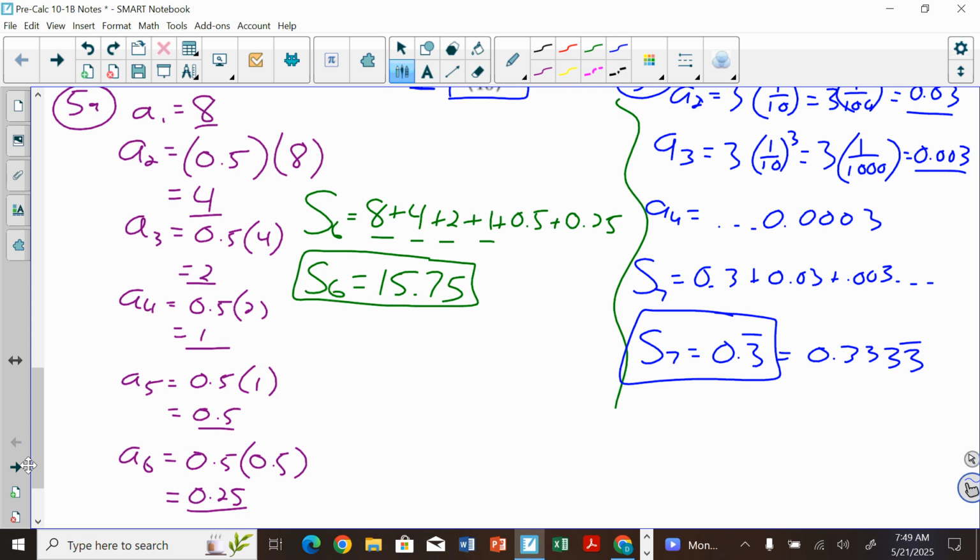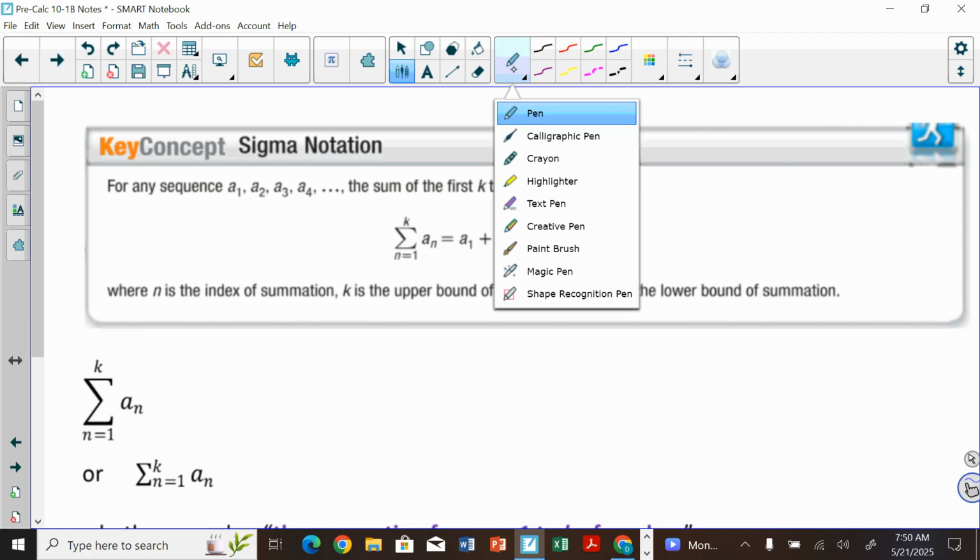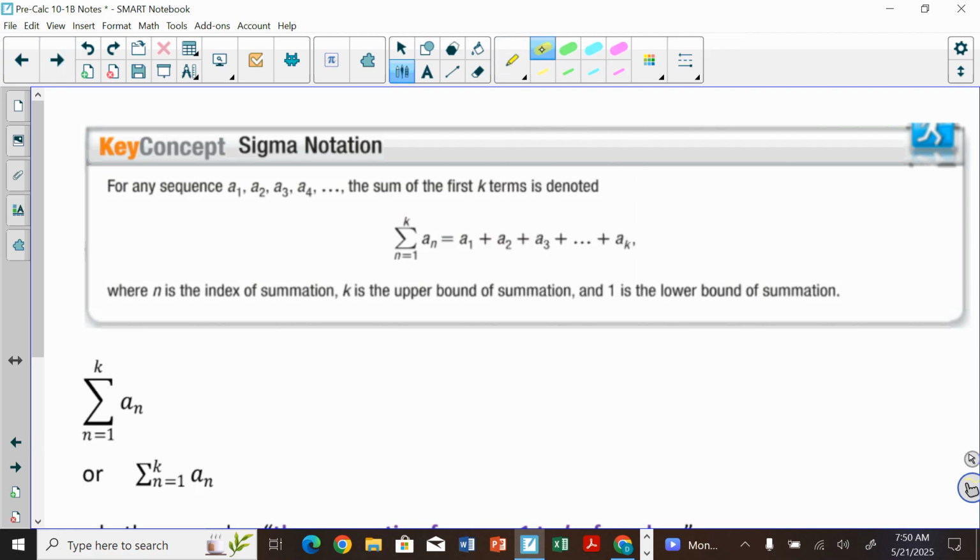Okay. So now let's talk about sigma notation. This is where we start getting some more symbols in here. So we can just look for any sequence. You might want to write this down, but for any sequence, a sub 1, 2, 3, 4, the sum of the first k terms is denoted by this. You've got the sigma symbol, and then the number on the bottom is n equals 1 usually. That's the lowest one. That's the lower bound of it. In this case, sometimes it's different. And then k is the upper bound. That's what we're going to find the sum of.